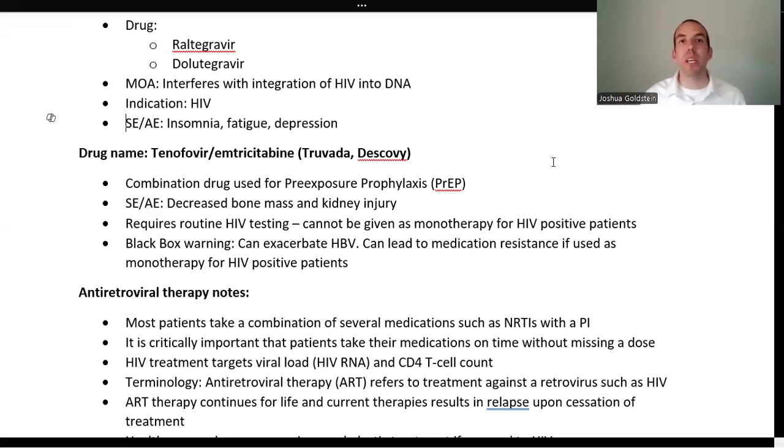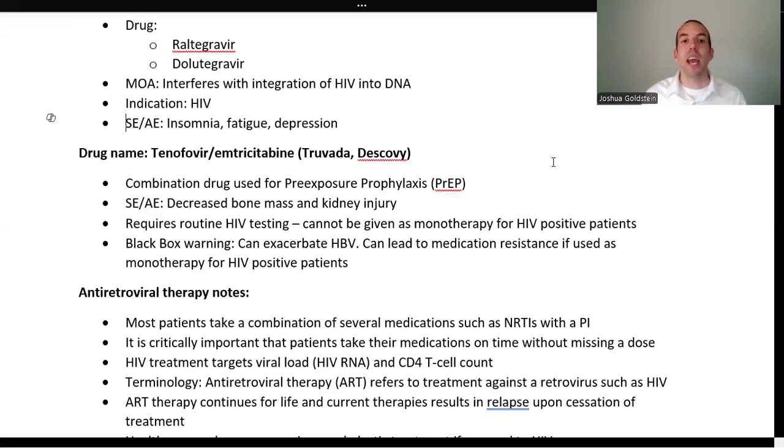It is critically important that patients are educated to never miss a single dose. You miss as much as just a few doses in your whole life, and the medication may no longer work. When we're assessing a patient for the efficacy of our treatment for HIV, we're checking two labs. We're checking the CD4 T cell count and the HIV viral load, HIV RNA. The HIV RNA we want to be down, and the CD4 T cell count we want to be up.